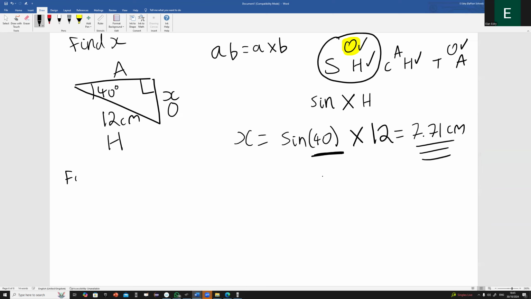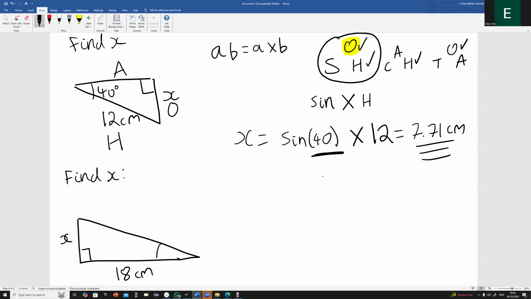I'm just going to quickly do another one underneath. It's not always going to be called x, by the way, but I'm just doing that. So let's say I've got this triangle.